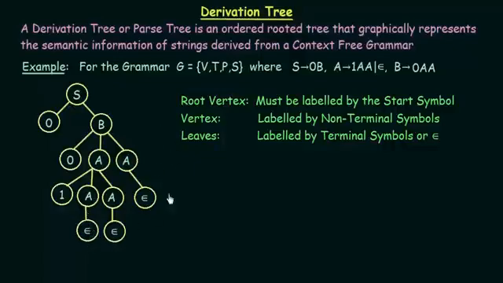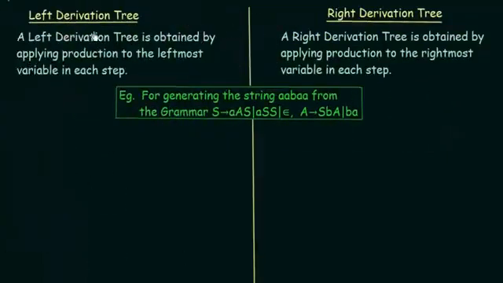So this is how you form the derivation tree for a given grammar. Okay, and then there are two types of derivation tree that we need to know, that is the left derivation tree and the right derivation tree. Now we will see what the left and right derivation trees are, and we will try to see some examples to understand them.